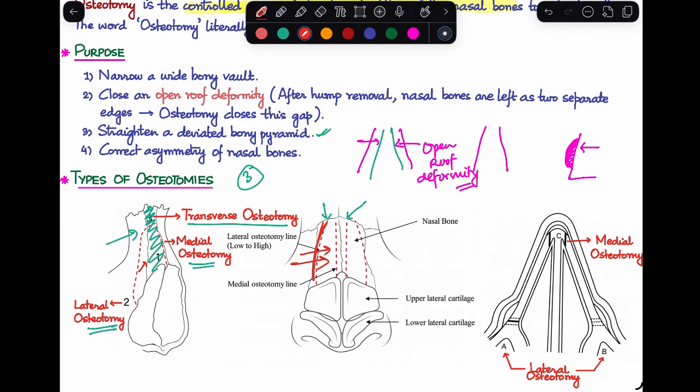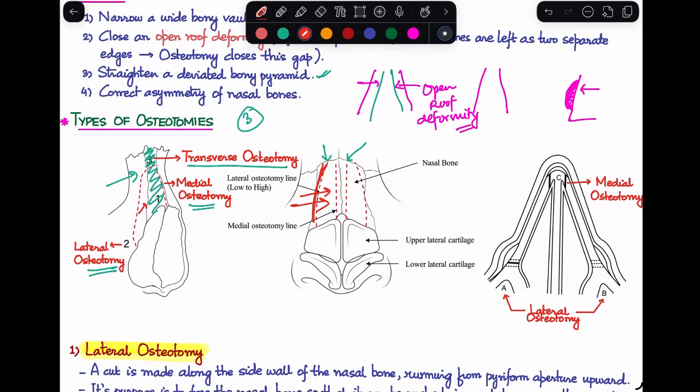Now, you have to remember that all types of lateral osteotomy will be narrowing the airway to some extent, as you can see, because we are narrowing the nasal bony vault. So that's a lateral osteotomy. Now, lateral osteotomy in itself are of different types. What are these different types that we have?